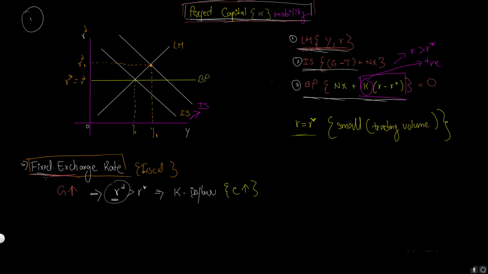Because we assume that this is a fixed exchange rate, the government would not want the currency to appreciate. The government would want the currency to stay fixed. So what would the government do? The government would intervene.